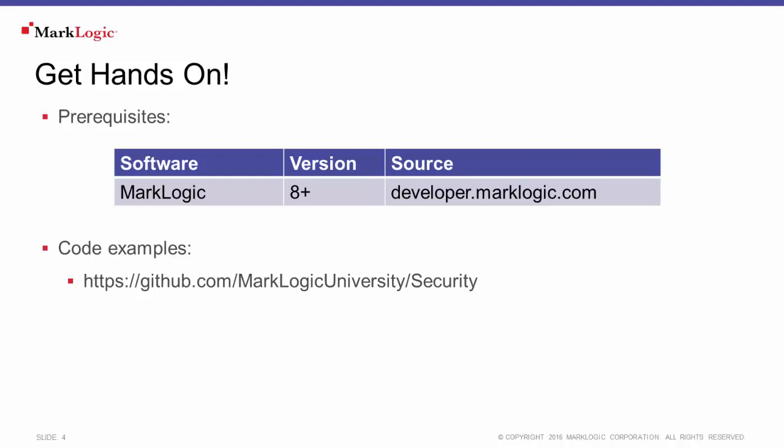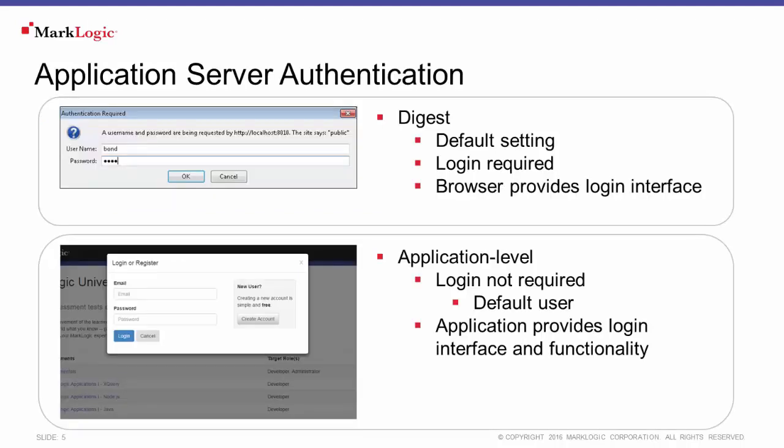To follow along with this tutorial, you'll need to download and install MarkLogic. As we progress throughout this tutorial, we'll refer to various pieces of code. These examples are available through the MarkLogic University GitHub site. Now keep in mind, this tutorial builds on the prior 3 episodes in this series. So if you're following along at home, you'll want to make sure that you've watched those episodes and completed the associated hands-on work.